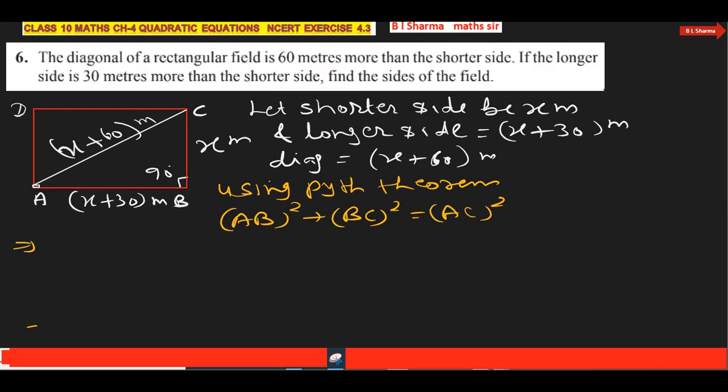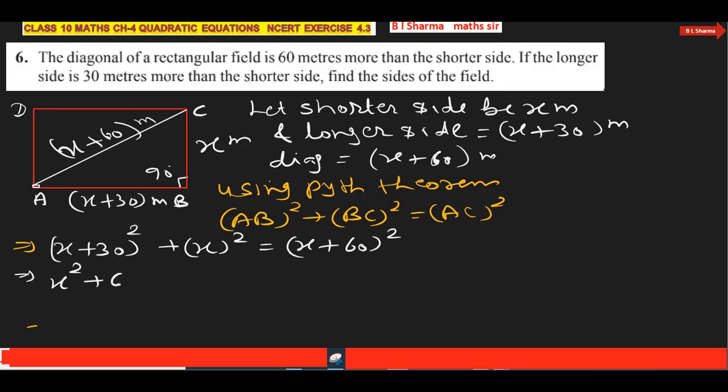So here we can write x plus 30 whole square plus x square is x plus 60 whole square. That is x square plus 60x plus 900 plus x square, that is x square plus 120x plus 3600. आपको इसको अब फाइंड आउट करना है.